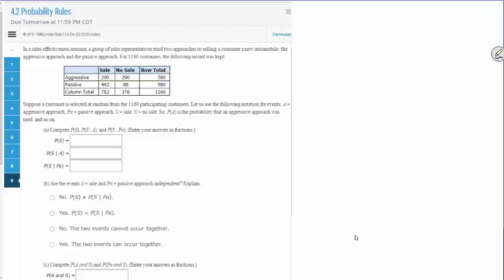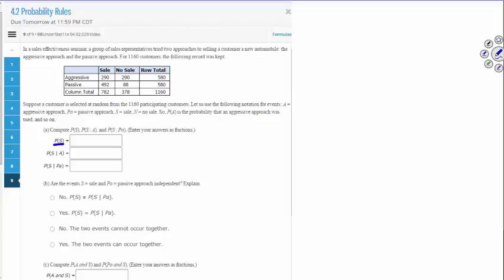I also find this problem interesting because it tries to examine the effectiveness of sales approaches by making an experiment, if you will, on the use of both aggressive and passive techniques and recording whether or not sales were reached under each technique. So under the first basic idea here, we're just computing some basic probabilities.